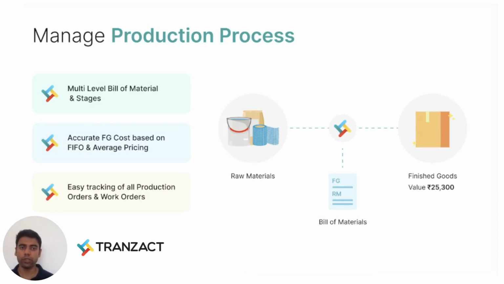TranZact has a state-of-the-art production module for manufacturers. It comes with multi-level bill of material and stages. Using them, you can create production orders to convert raw materials to finished goods. We also give you the exact cost of producing the finished goods on the basis of FIFO and average pricing. You can easily track all your production orders and work orders so that you and your entire team knows the status of each order. This greatly increases your customer satisfaction, leading to more orders in future.